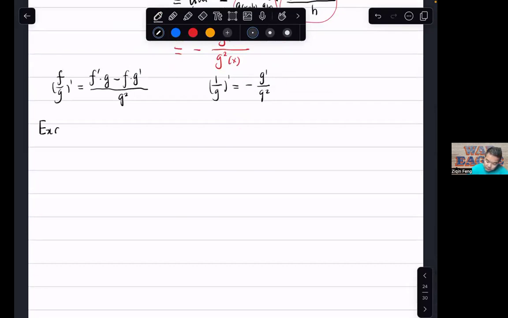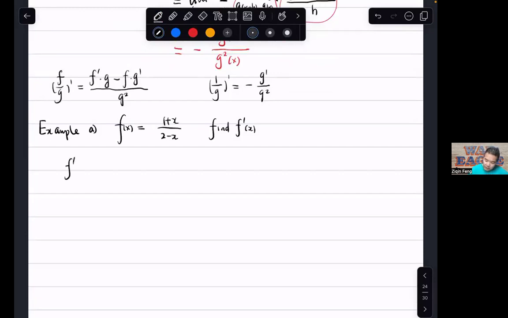Examples. Let's try to differentiate these functions. The first function is f of x equal to 1 plus x over 2 minus x. We want to find f prime of x. Clearly, this is a quotient of two functions. The numerator is 1 plus x and the denominator is 2 minus x. Among all the rules we have learned before, the sum rule fails because it's impossible to write this as a sum or difference of power functions.